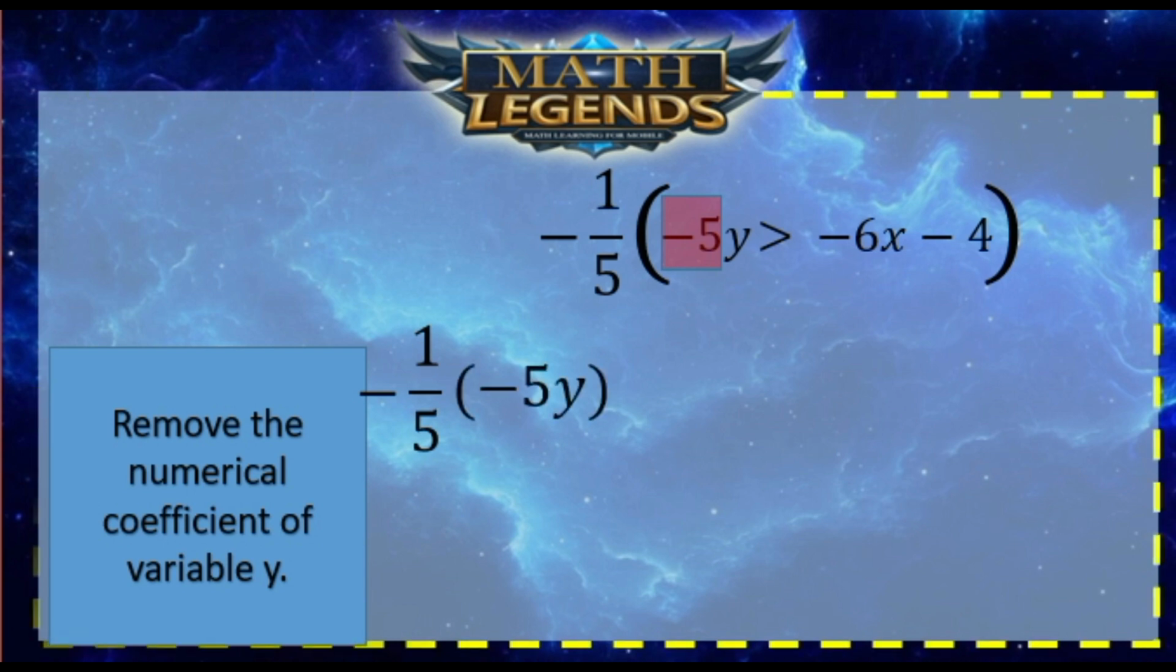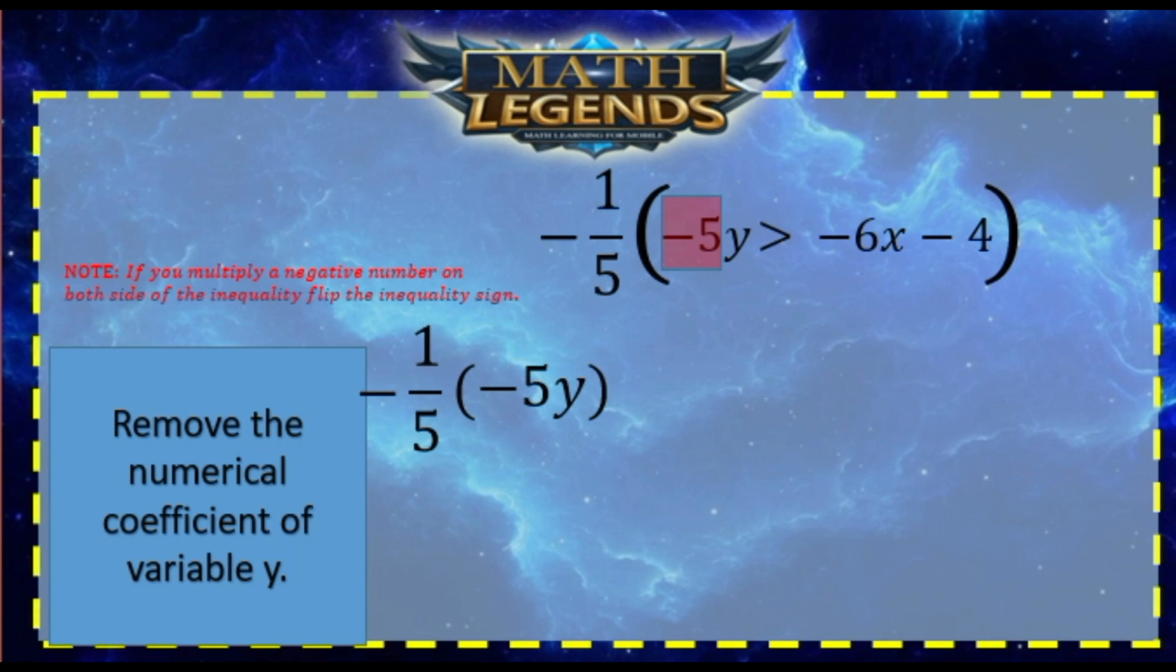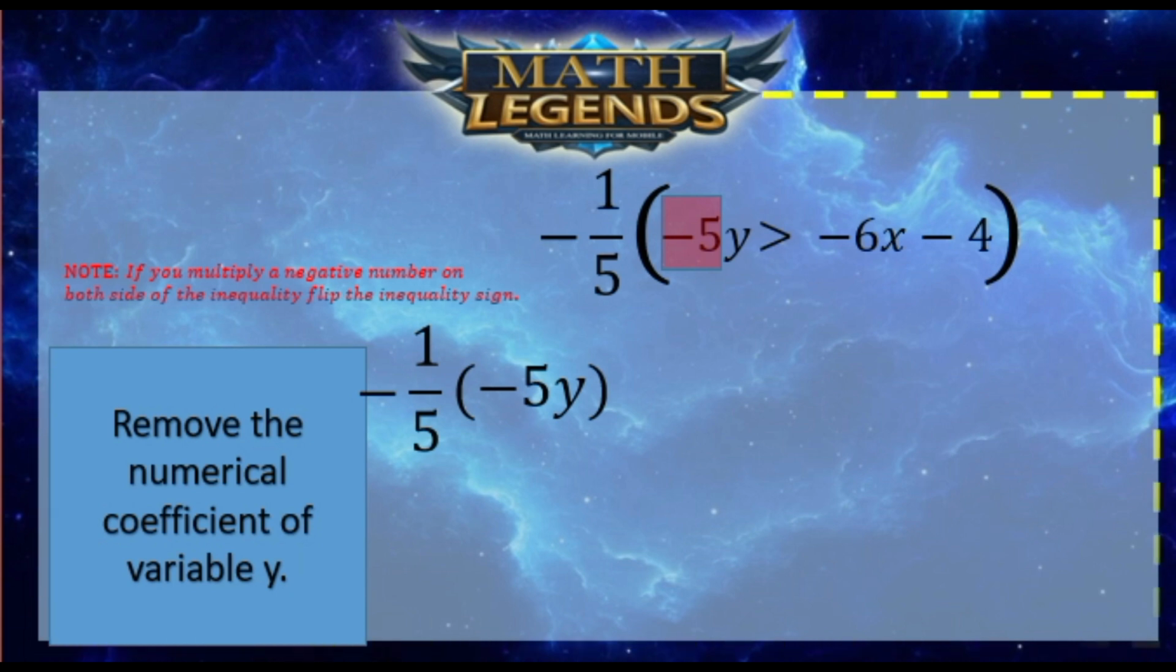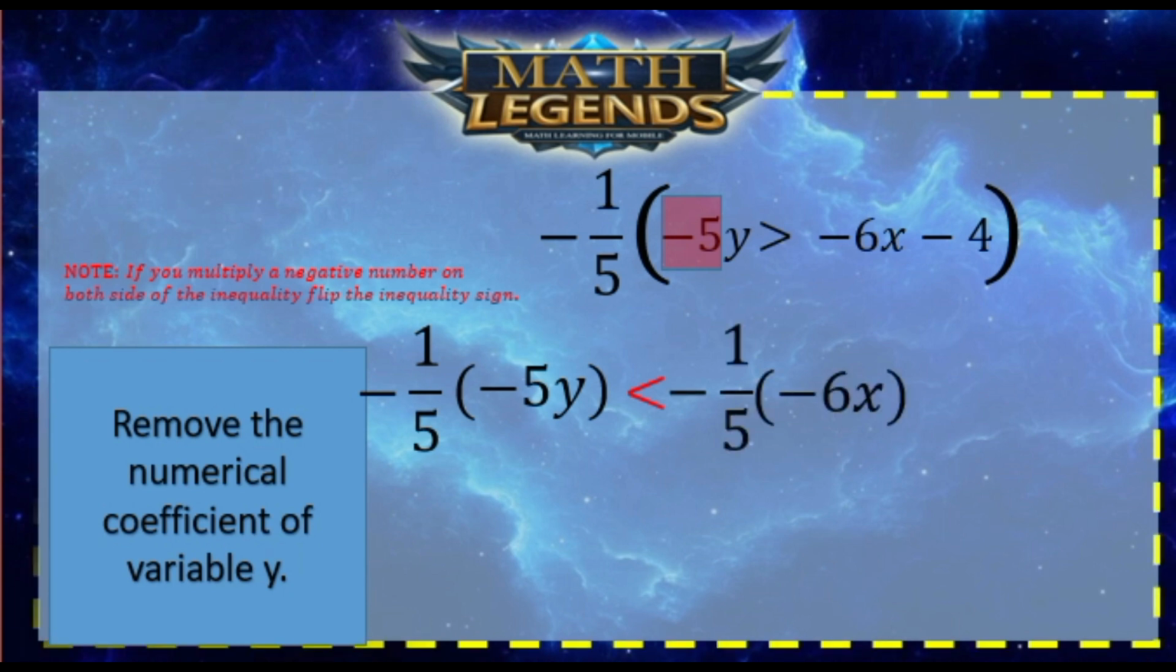And for the inequality sign, we're going to take note, if you multiply a negative number on both sides of the inequality, we're going to flip the inequality sign. And since negative 1/5 is a negative number, we're going to flip the inequality sign from greater than, it will become less than. And let us continue multiplying negative 1/5 to the right side of the equation. So we will have negative 1/5 times negative 6x minus negative 1/5 times 4.